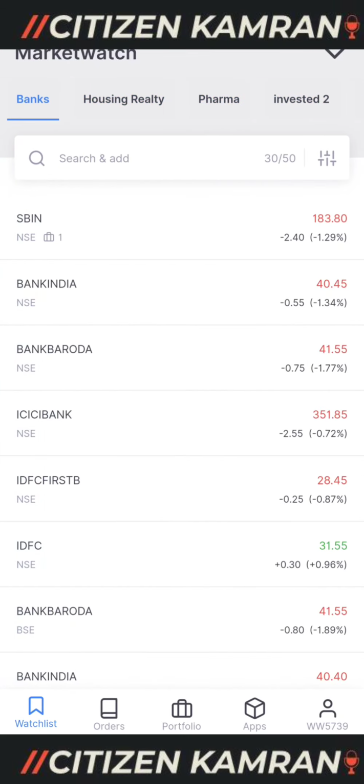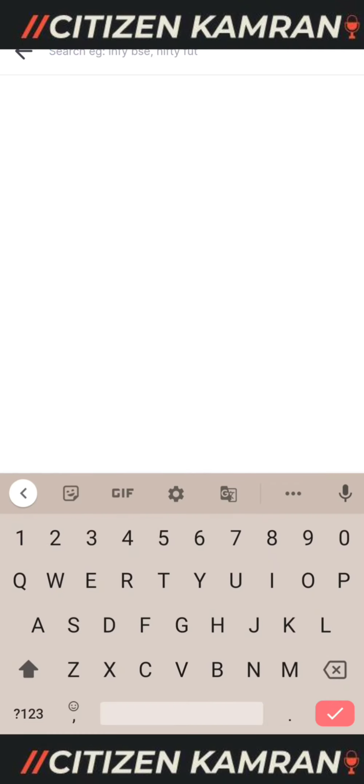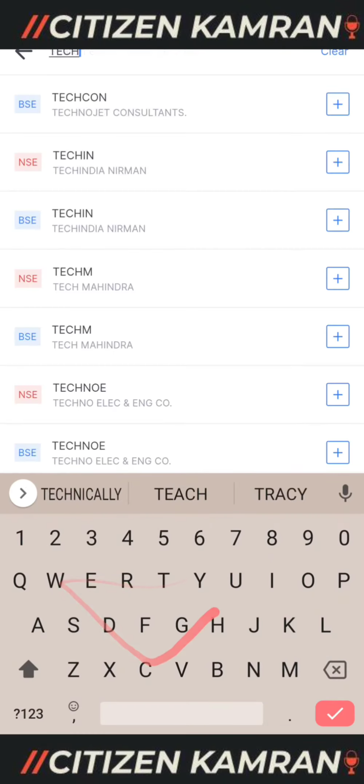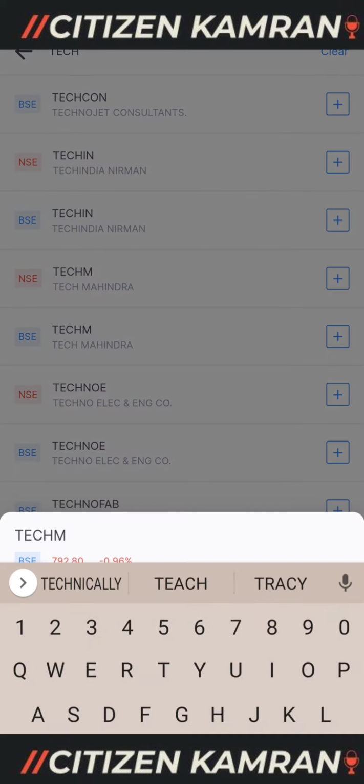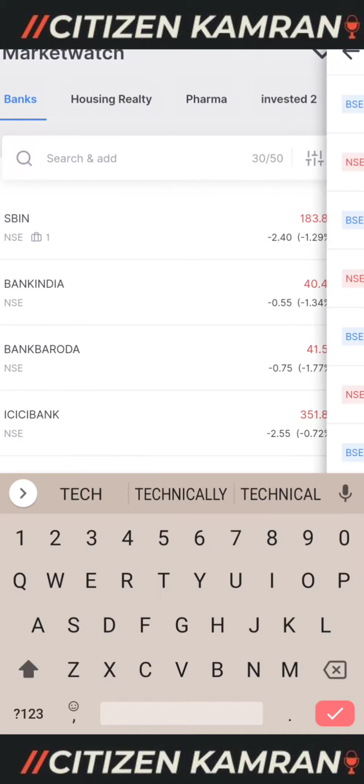What we do now is I would like to show you how to buy and what the different options are. For example, if I have to buy SBI shares, I click on SBI. Or if you want to search for anything else, you can search here, for example, Tech Mahindra. Before I go to buy, I would like to show you how these work.